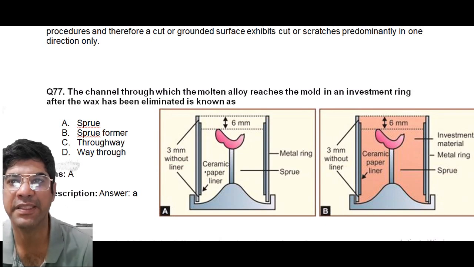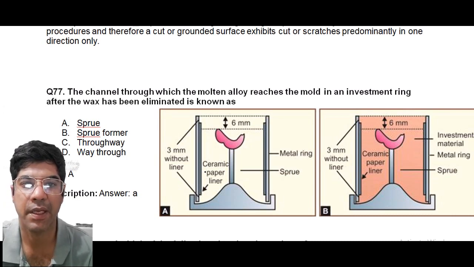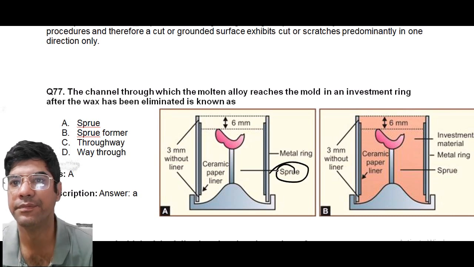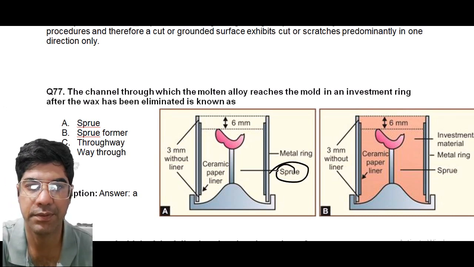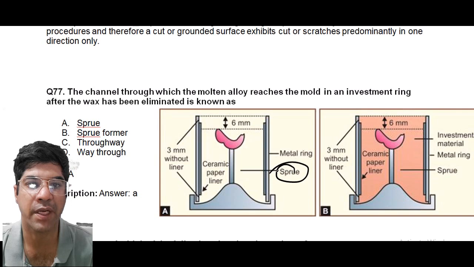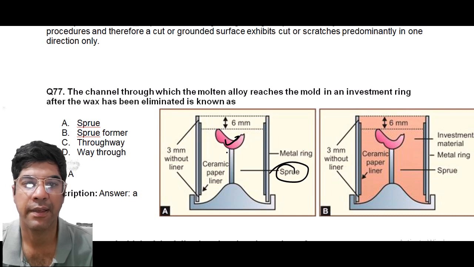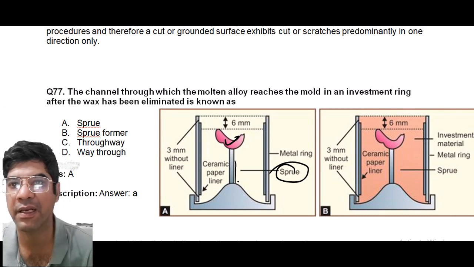The channel through which molten metal reaches the mold in an investing ring after the wax has been eliminated is the sprue. In the process of casting metal objects, an investment ring is used to create a mold. The wax pattern is placed in the mold, and when the wax is eliminated, usually by melting it out through a channel, the sprue remains. The sprue is the path through which the molten metal is poured into the mold to form the final object.